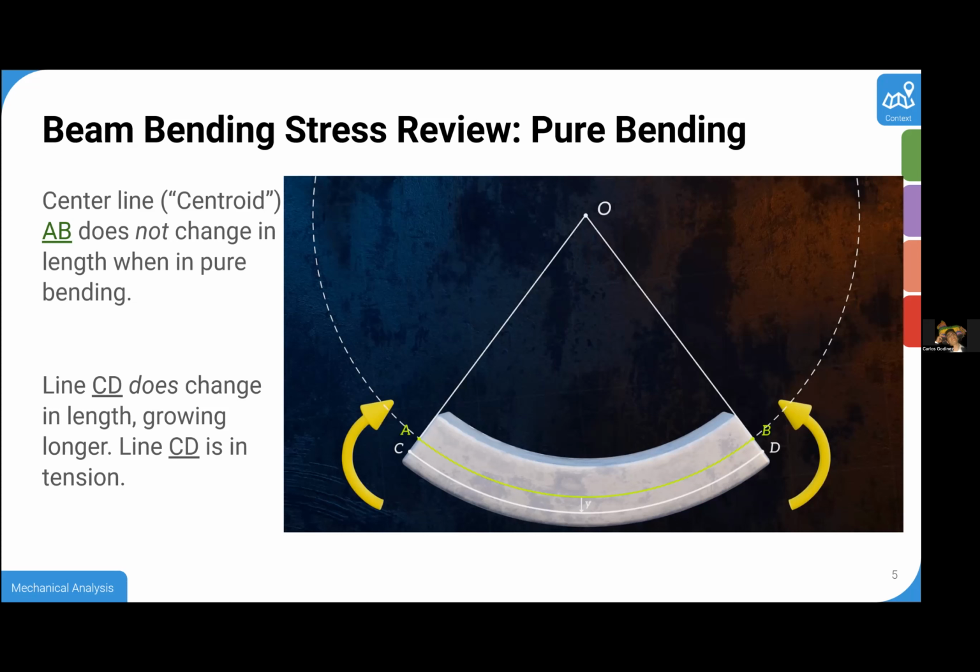Any line, and so okay, do we have positive or negative bending in this case? Positive, yes, because our beam deflection is smiling, think positive. So we have a beam in positive bending at this moment. The lines underneath the centroid, assuming a standard XY axis, are going to be changing in length and growing. That means they are stretching apart. The bottom half of this beam is in tension.